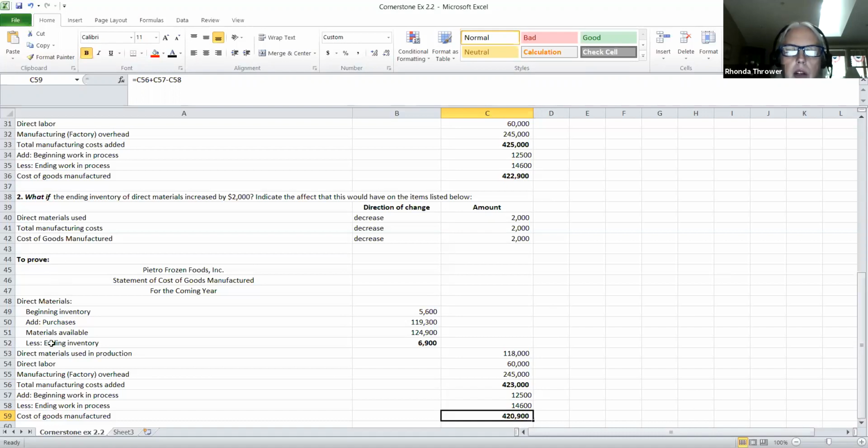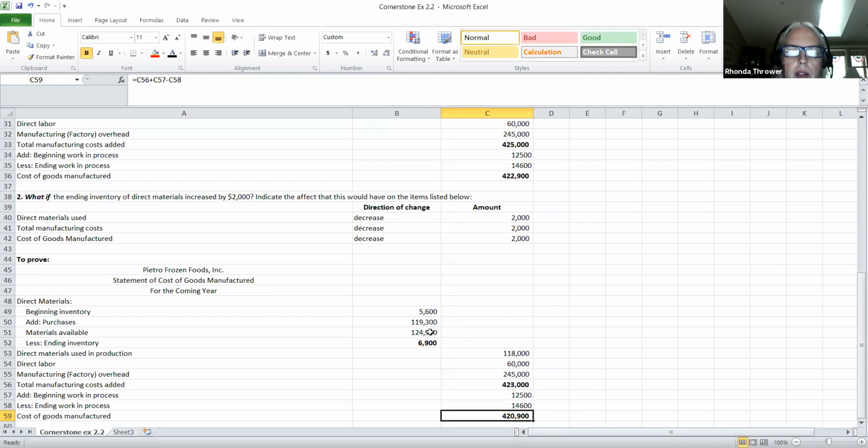Now in Cengage, they don't ask you to prove it. They just ask you what the amount is and you have to fill in the blocks. But I like to see it. I'm a real visual person, and I like to see how it flows through everything.